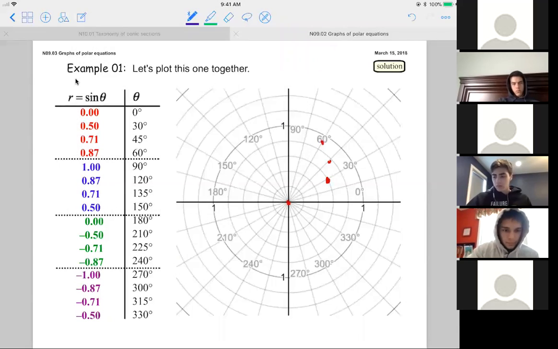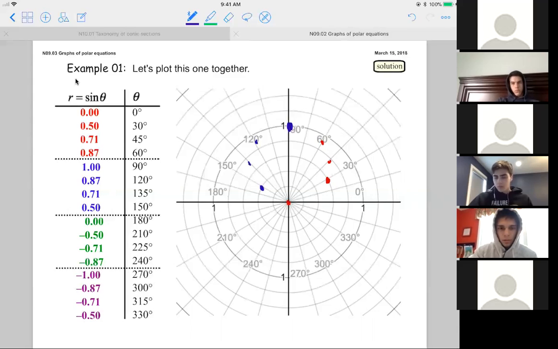And then 90 gives us 1. And then we're at 120 and 0.87, and then at 135 and 0.71, and then at a half for 150 again. So down to here. All right, so we're already getting something.